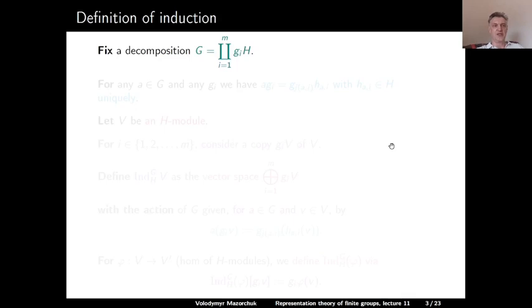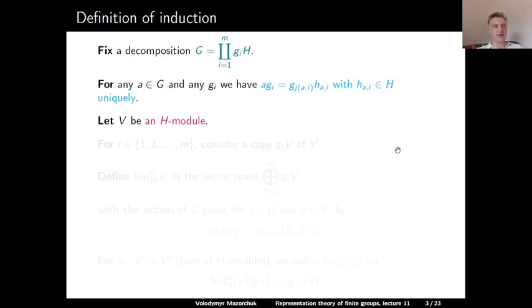So to recall the definition of the induction, we have to fix a decomposition of G as a disjoint union of cosets where the finite subgroup H acts on the right. So we write G as a disjoint union of cosets where H acts on the right, which means that we in particular choose one representative in each such coset. Then, for any element a in G and any of our chosen representatives g_i, the product a g_i can be uniquely written as some representative g with index j, depending on a and i, and then an element h with index a, i, and this element h is in the subgroup H. And this way to write a g_i is unique.